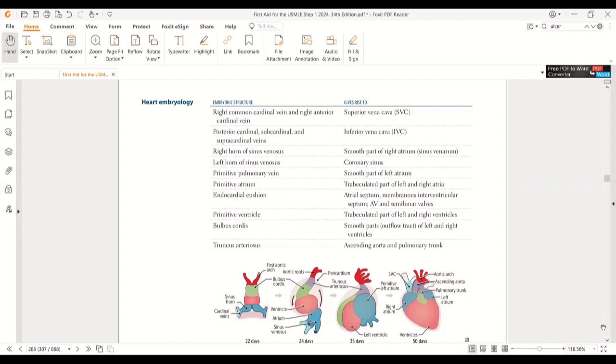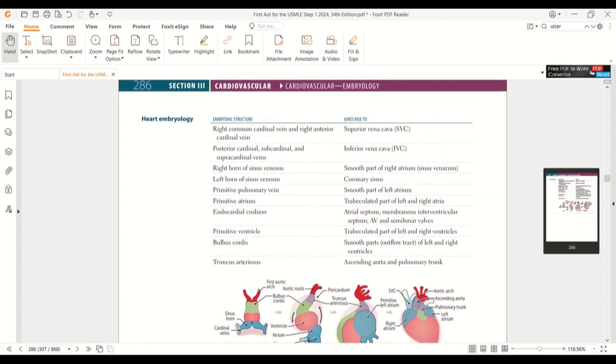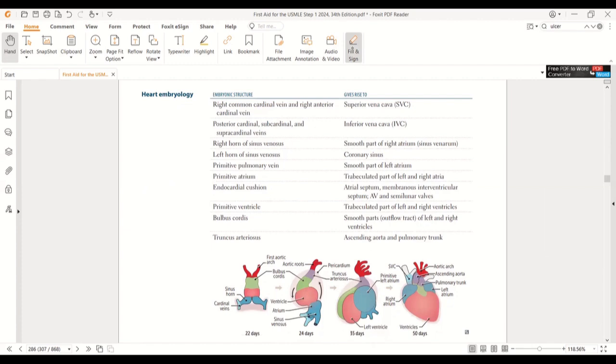Allantois. Sorry? Okay, allantois will be the right option, if you are talking about the umbilical vessels. But if that is not in the options of that question, I'm pointing toward the inferior vena cava. So this inferior vena cava contains oxygenated blood, and this superior vena cava contains deoxygenated blood.